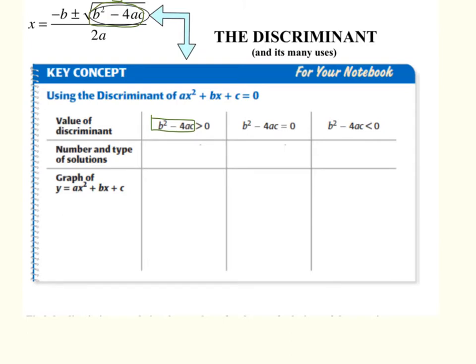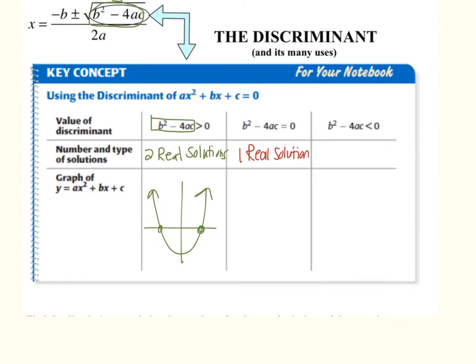So if b squared minus 4ac comes out positive, then you're going to have two real solutions. So when you graph it, you'll have two x-intercepts. If b squared minus 4ac equals 0, there's one real solution, meaning that the parabola sits on the x-axis.